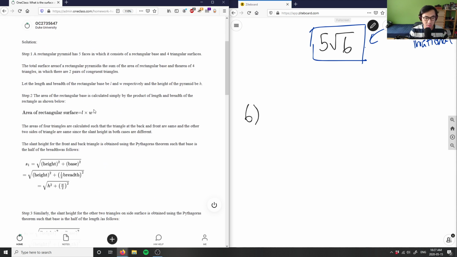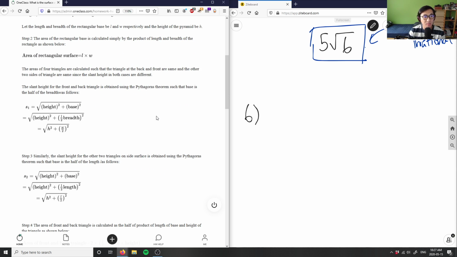And for the first face, I know the area of the rectangular base is simply length times width, right? So this one's good. So this is the area of my base. And then I have the 4 sides there, which are the triangles here. So if I want to find that, I can use this formula here. It says the slant height for the front and back triangle is obtained using the Pythagorean Theorem, right? So this here is simply c squared equals a squared plus b squared, but it's rearranged to solve for simply c.